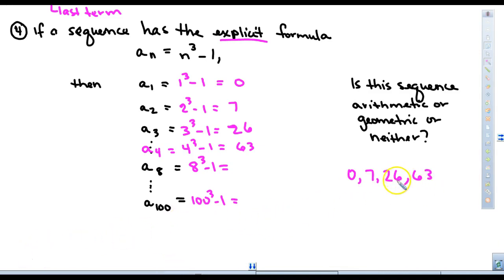Okay, and so looking at these numbers, I can tell that it's not arithmetic or geometric because 7 minus 0 gives me 7, 26 minus 7 is 19. I'm not getting the same number. And then division by 0, I can't do that. 7 divided by 0 would not be the same thing as 26 divided by 7. So this is actually a neither. So not all sequences are going to be arithmetic or geometric.